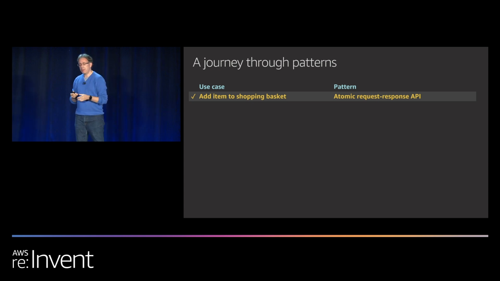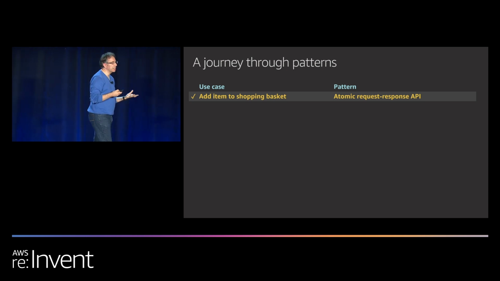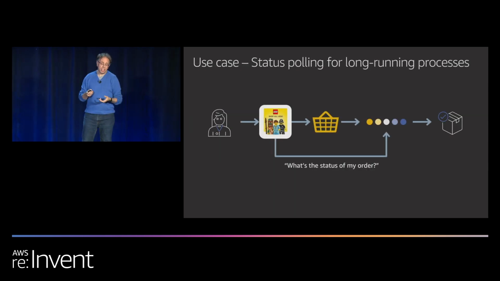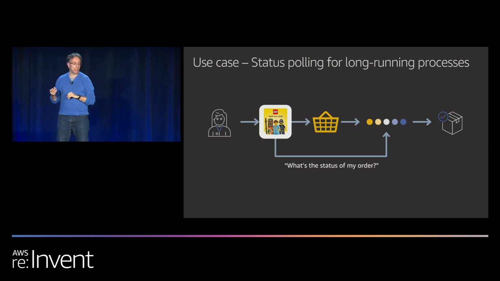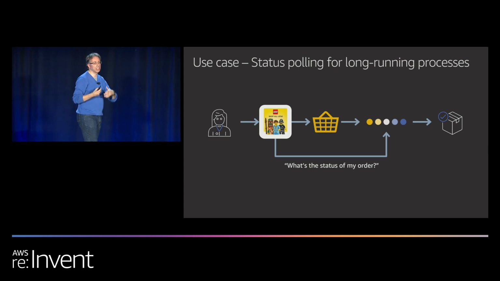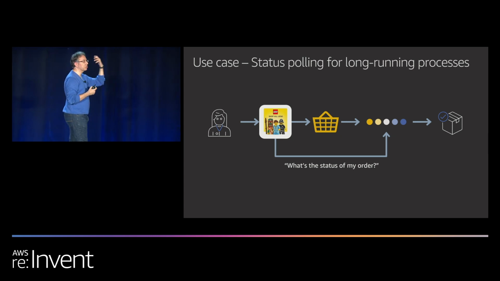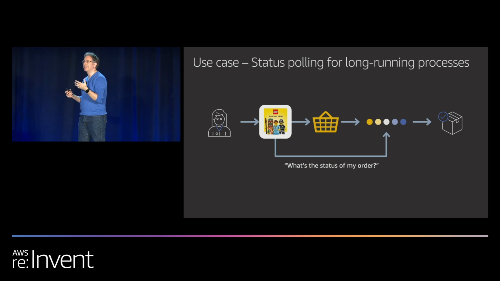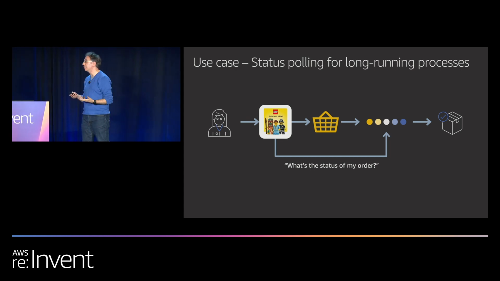The second one is probably the opposite. Instead of a very fast API, like adding an item, sometimes you have an operation that takes time, like the processing of an order. So in this case, you normally create an asynchronous API. You want to create an order, and the order takes time, needs to be validated, you need to check payment. And during this time, the customer needs to be able to check what is the status of the order.